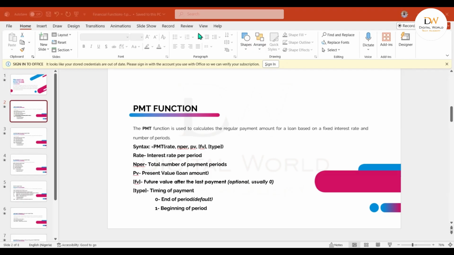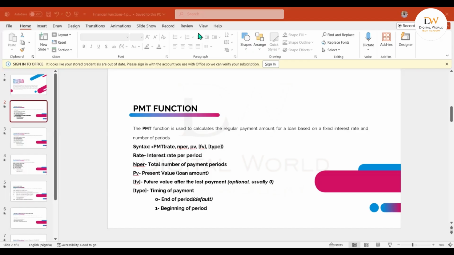It calculates the amount you pay per period. These can be monthly, quarterly, or yearly, depending on how your loan is structured. The syntax for the PMT function in Excel is equals PMT, the rate, which is our interest rate per period, Nper, the total number of payments, PV, our present value, which is also our loan amount, FV, which is optional. It is our future value after the last payment. Then the type, this is talking about the timing of our payment.